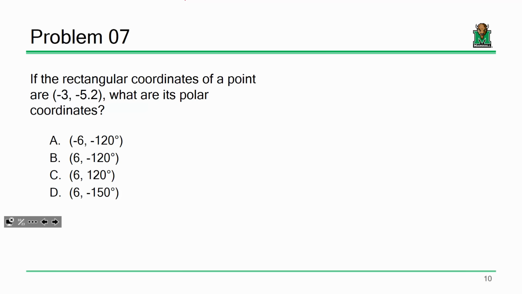If the rectangular coordinates of a point are -3, -5.2, what are its polar coordinates? So, let's graph that out. We're talking about a point. Yeah. So -3, -5.2, we're talking about a point that's about right here.